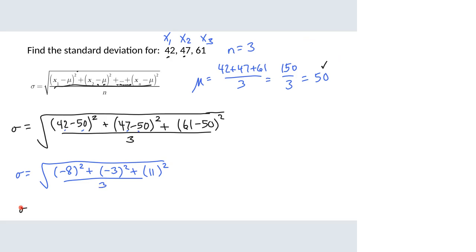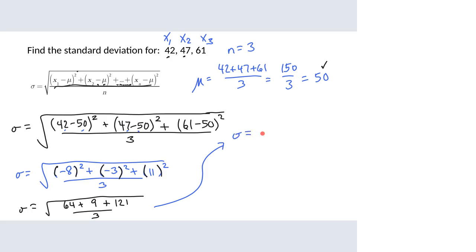Now we'll go ahead and do that squaring. And just as a reminder, we're squaring everything inside those parentheses. So negative 8 times negative 8 will be positive 64. Negative 3 times negative 3 will be positive 9. And 11 times 11 will be 121. Let me know if you see anything that feels like it's out of left field, you're not sure where it came from. We're going to continue with our simplifying here.